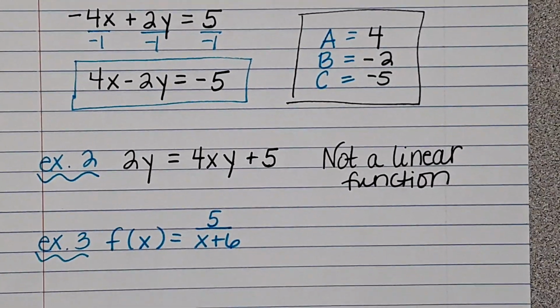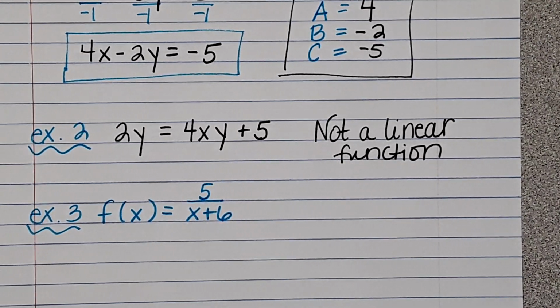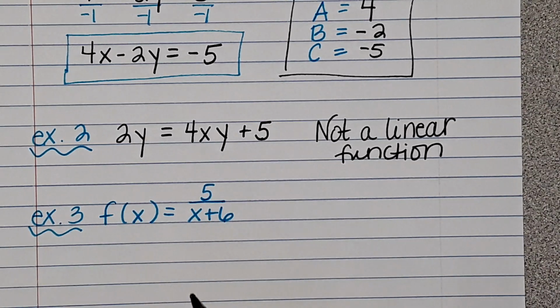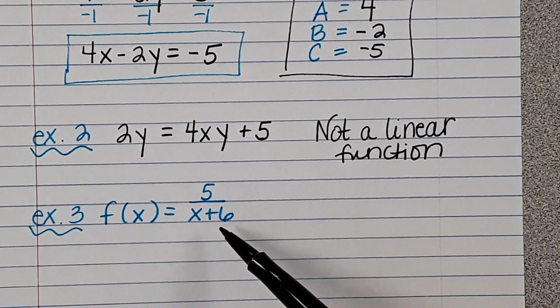Let's do example 3. The same thing that we need to talk about is, in your head when you look at something, is it a linear function? Because if it's not a linear function, you're not even going to bother writing it in standard form. Now remember what I said. F of x is like a y, so that's good. And then I have 5 over x plus 6.